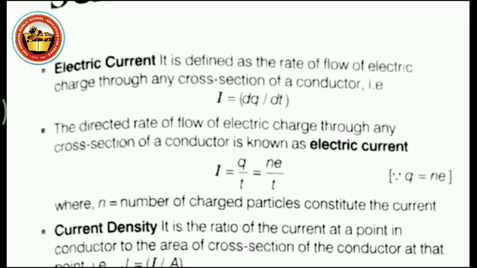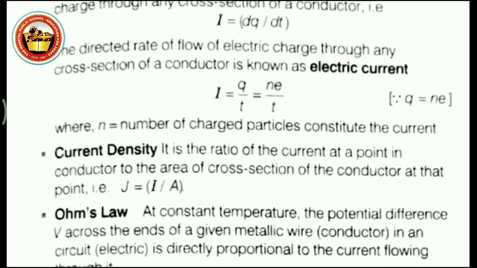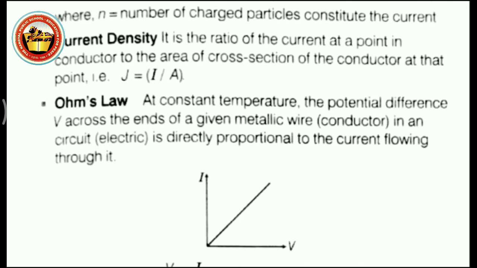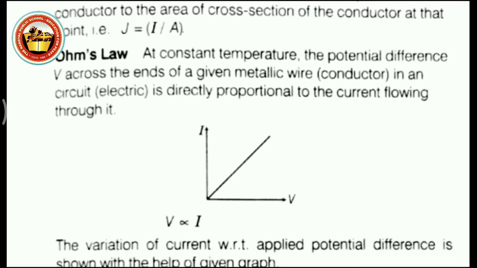I is equal to q by t. We know that q is equal to ne, where n is the number of electrons and e is the charge of an electron. Next, current density. It is the ratio of the current at a point in a conductor to the area of cross section of the conductor at that point. J is equal to I by A. Current density is a vector quantity.